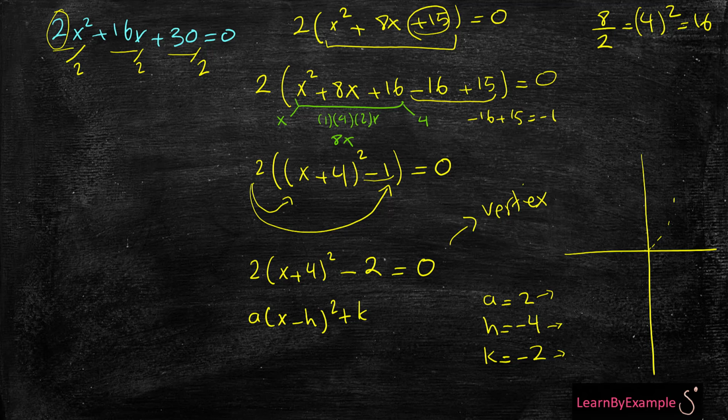So how is this going to look? My graph is just going to be a regular parabola that is shifted 4 units to the left, 2 units down, and the y value, as opposed to having 1, 1 and 1, 1 here, is going to be multiplied by 2. So it's just going to look something like this.